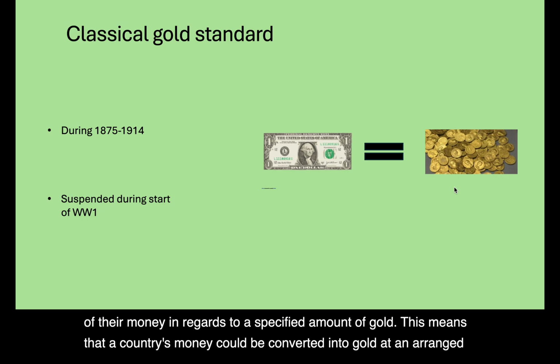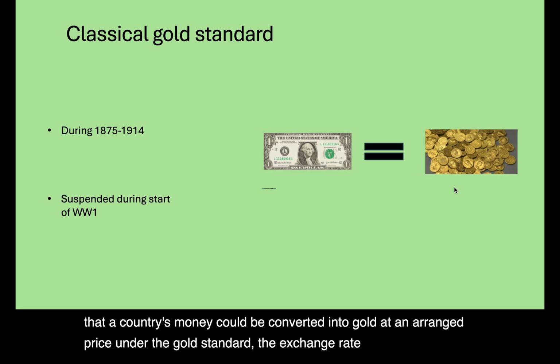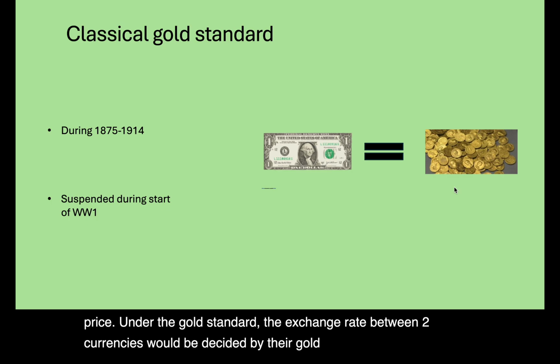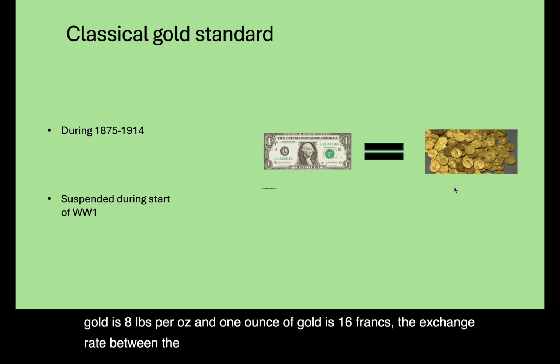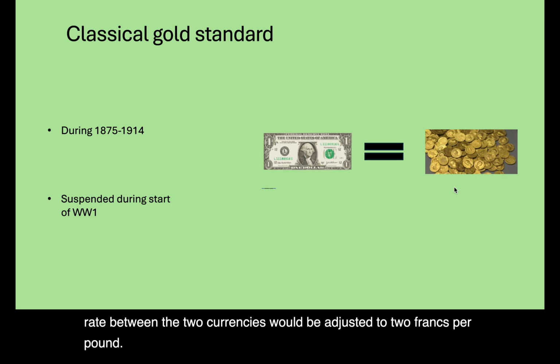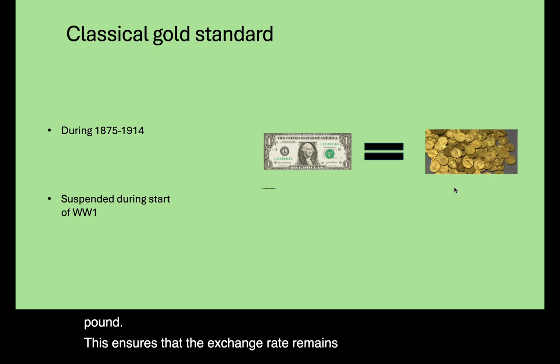Under the gold standard, the exchange rate between two currencies would be decided by their gold contents. For example, if gold is 8 pounds per ounce and 1 ounce of gold is 16 francs, the exchange rate between the two currencies would be adjusted to 2 francs per pound. This ensures that the exchange rate remains balanced, as different countries have different currencies.